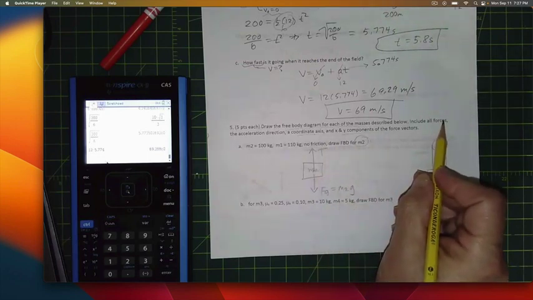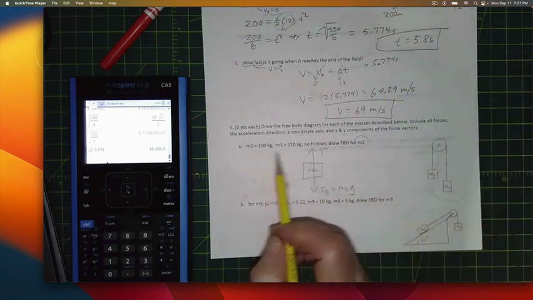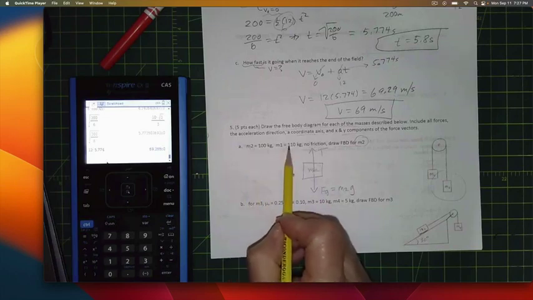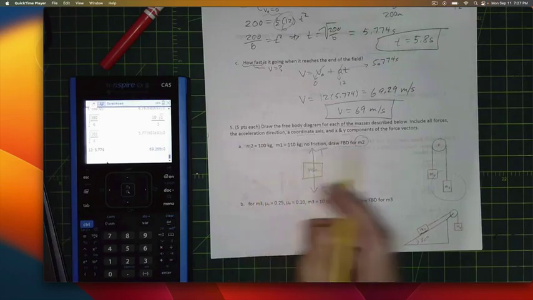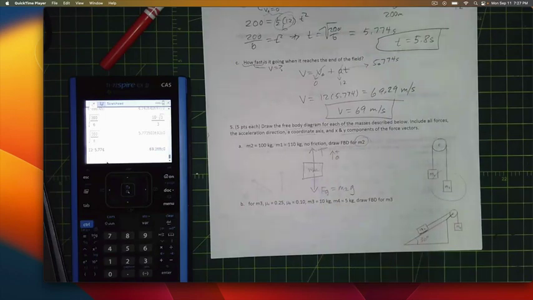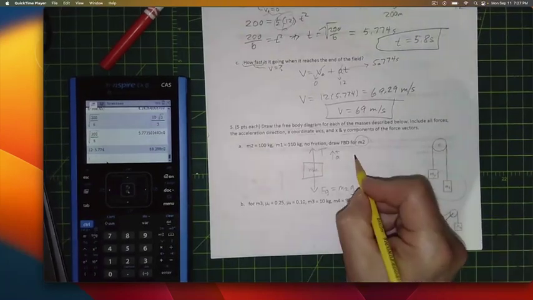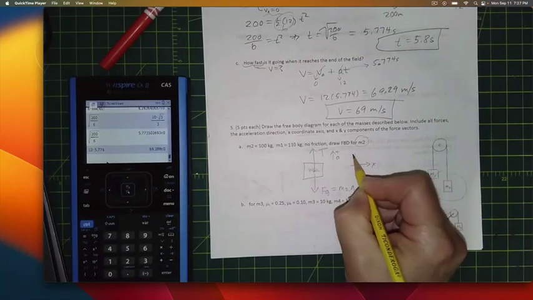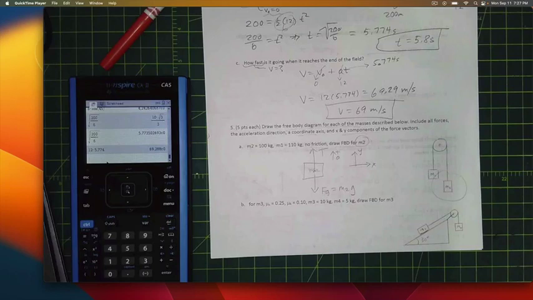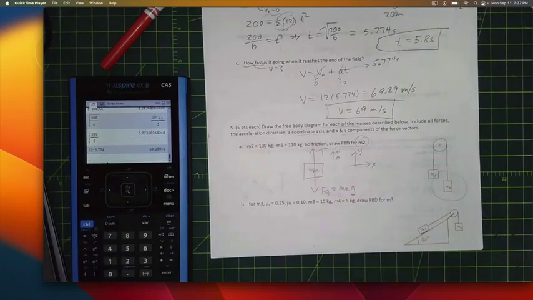Forces, good. Acceleration direction, we don't really know. M2 is smaller than M1, so we would expect M1 to go down, so let's just say the acceleration direction is up. If we didn't know it, we could just take a guess, but we'll go with that. And then our coordinate axes, let's just do x and y as we normally would. Since all forces are straight up and down, they're all in the y direction, so we don't need any components for that one.